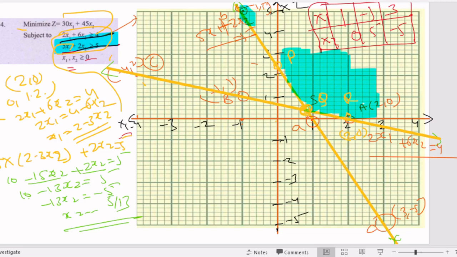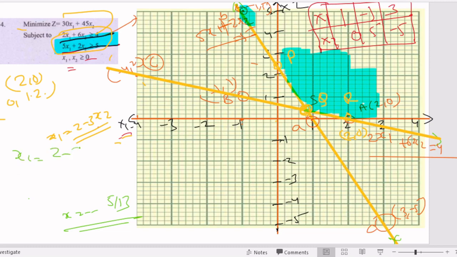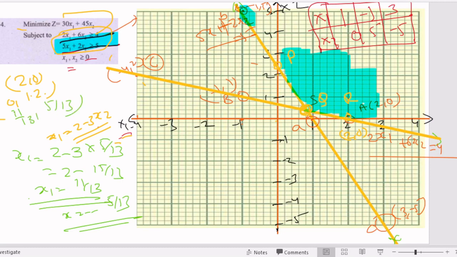Then what will be x1? x1 is equal to 2 minus 3 times 5 by 13. Okay, 2 minus 15 by 13. 13 twos are 26, 26 minus 15 is 11, so 11 by 13. So x1 is 11 by 13. See how difficult it is. 11 by 13 and 5 by 13. From a graph you can get decimal places somewhere, very minimal decimal places. So why take the risk? Better you get the accurate solution using this technique.